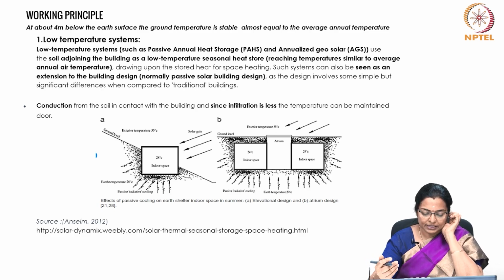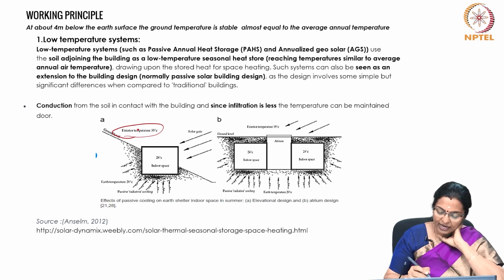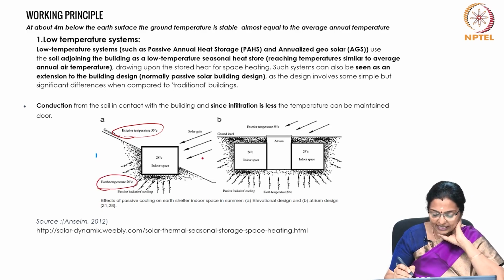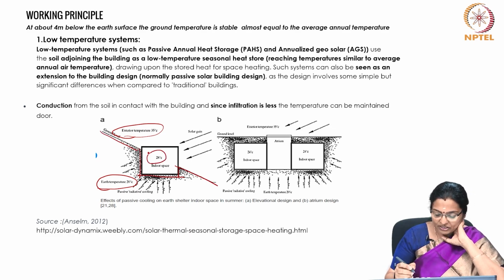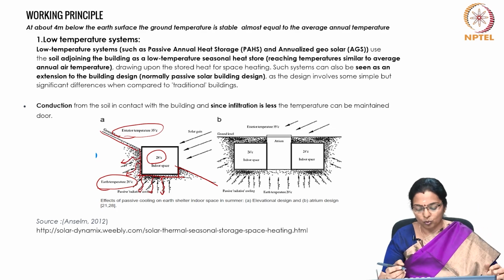So what happens is, when the exterior temperature is about 35 degrees centigrade and the annual average temperature of the place is about 20 degrees centigrade, the house which is partly buried has an indoor temperature of 28 degrees centigrade, because it passes its heat to the soil, and in that process it becomes cooler.